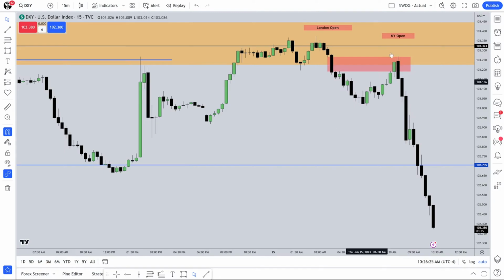Okay, so inside this little window of opportunity here, you're focusing on what? We've already worked up inside that consequent encroachment here. We've already seen the evidence that it wants to reject that. We have a shift in market structure. We have a fair value gap. And the market rallies up into what? Time of day. That's when the move's going to happen.